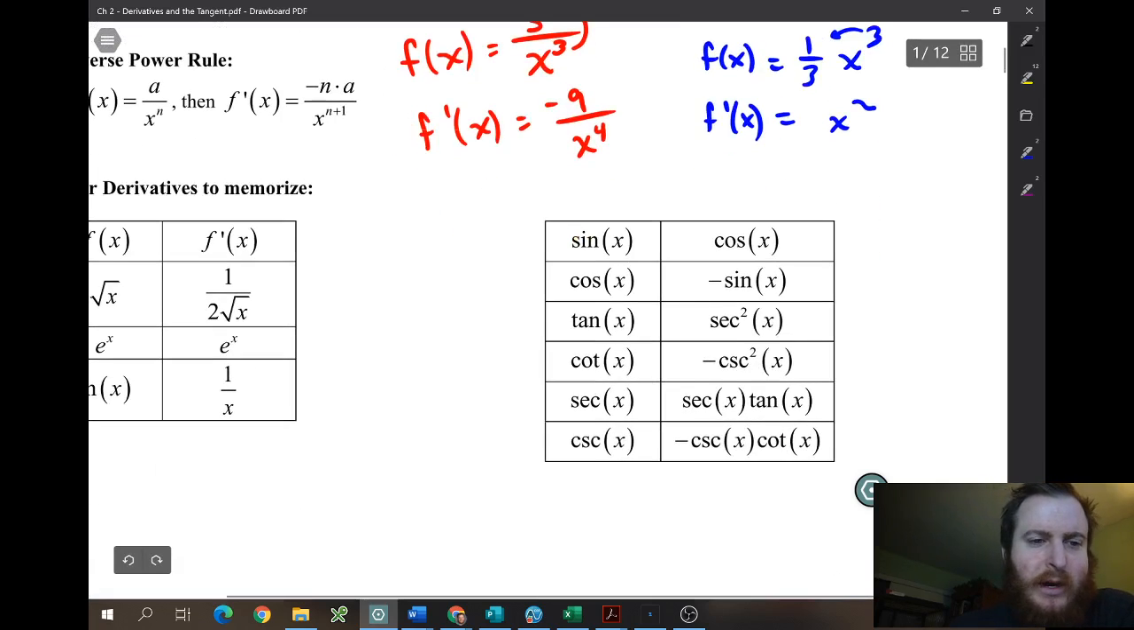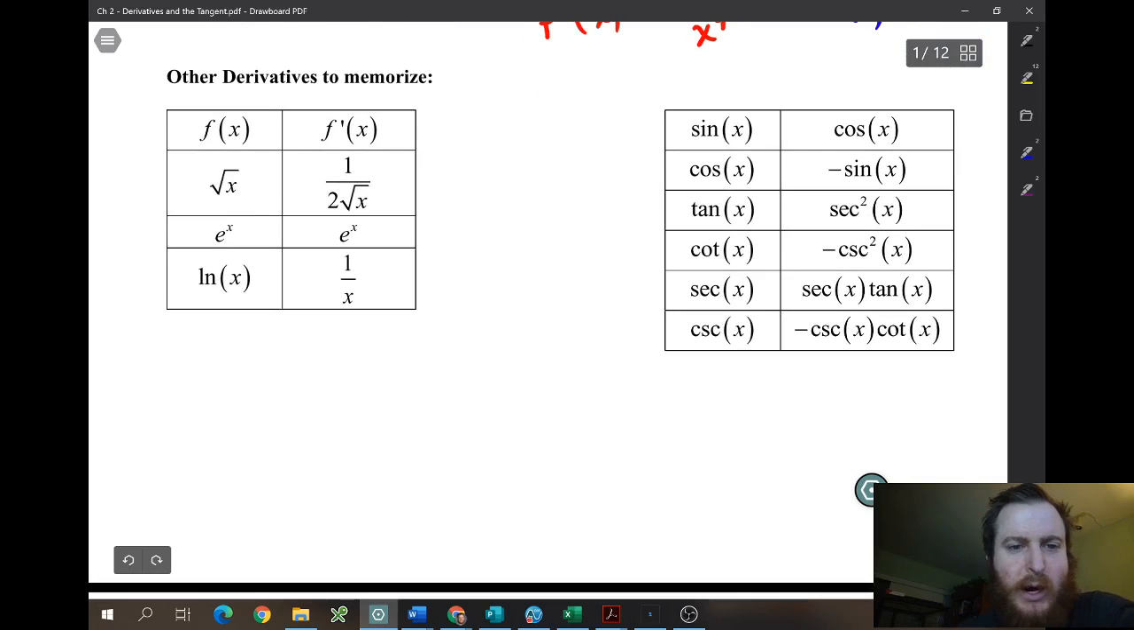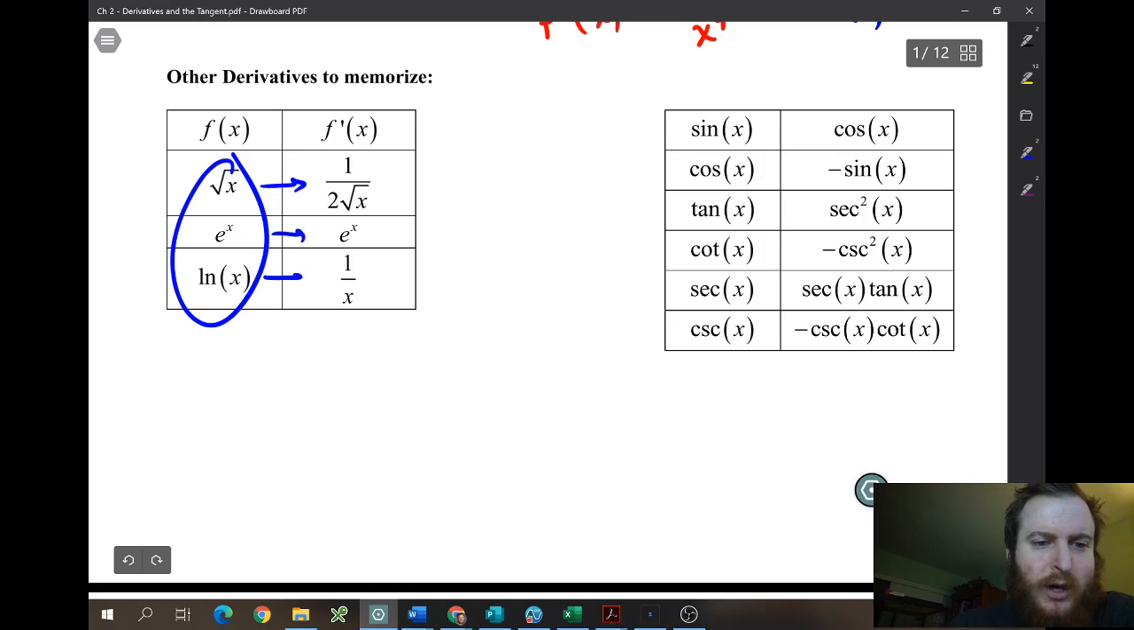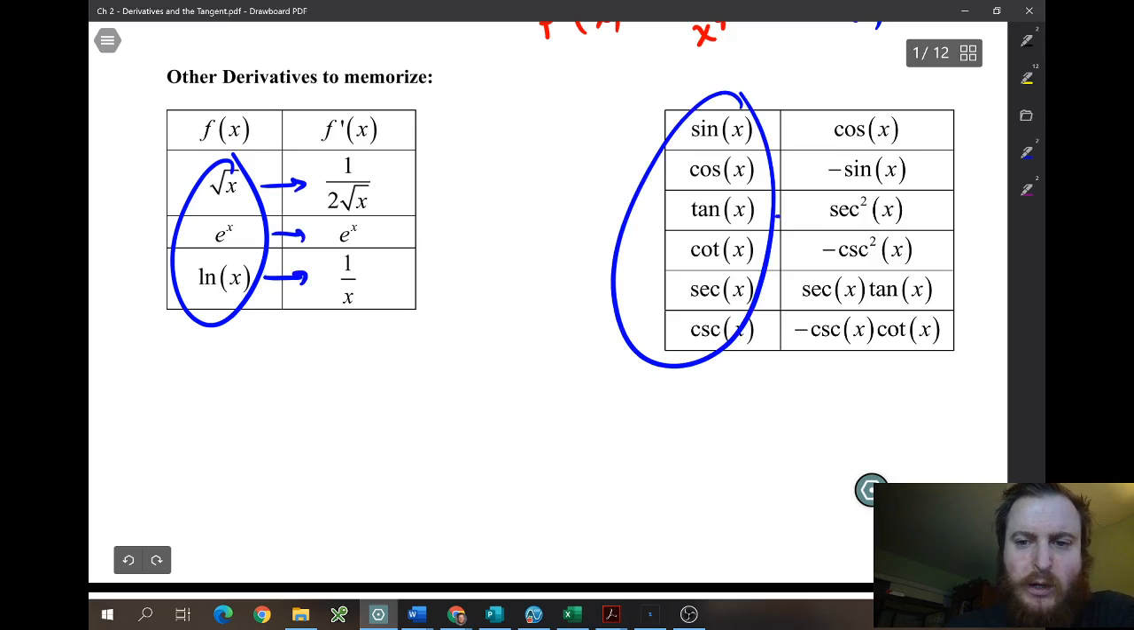So there's that. Here's a list of derivatives to memorize. I'm not going to go through each of them one by one, but when you see any of these, you should immediately be able to jump to their derivatives. Same thing with all of our trig derivatives. We need to know all of their derivatives.